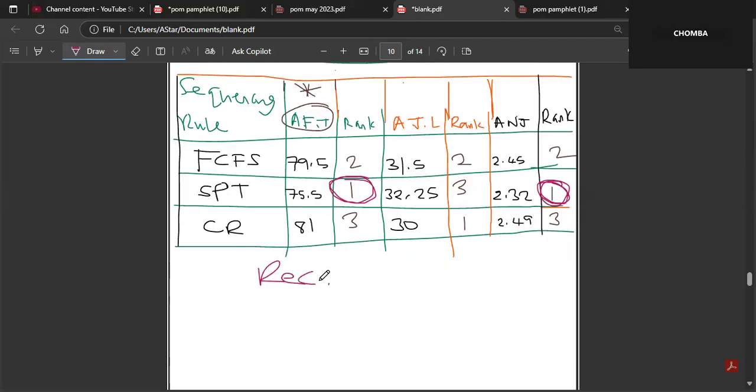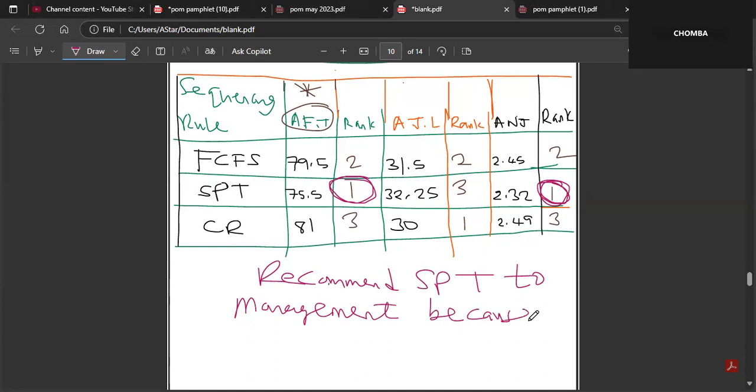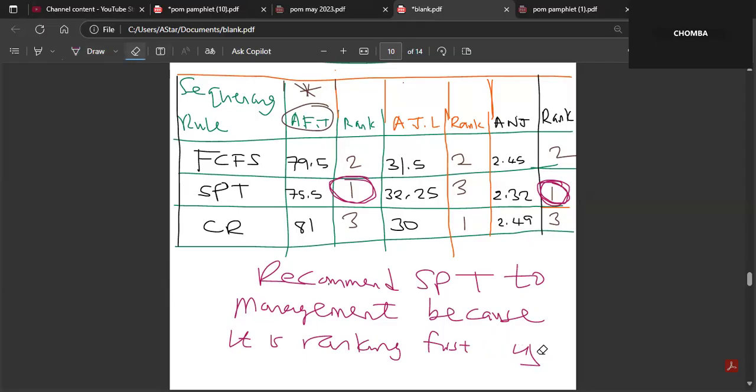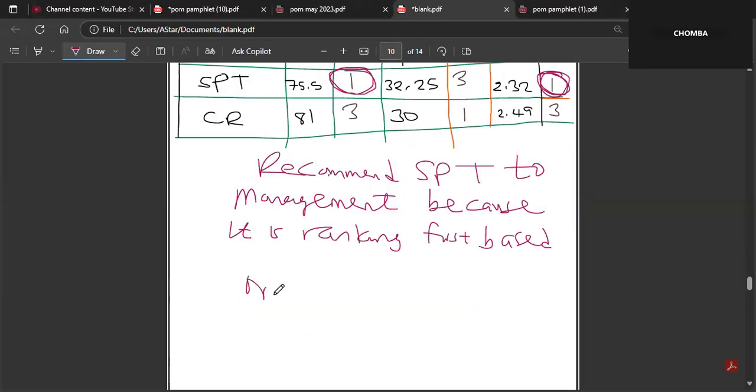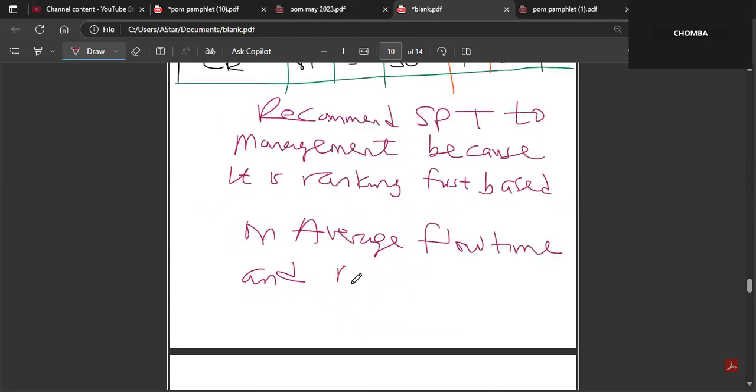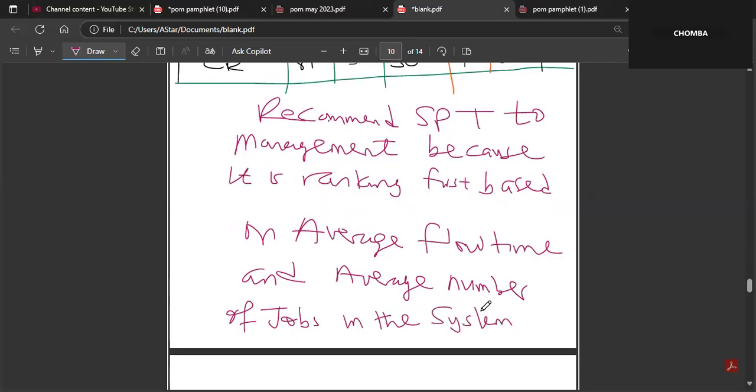Okay, so recommend SPT to management, because it is ranking first based on the average flow time and the average number of jobs in the system. Is that okay with you?